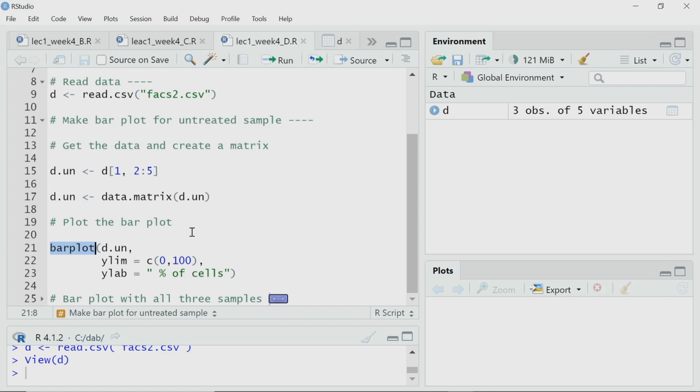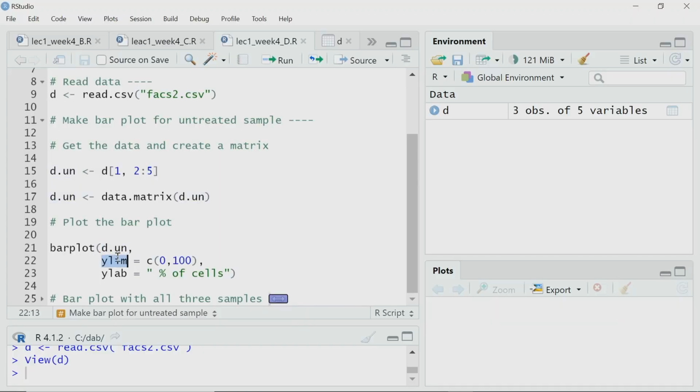To do that, I am using the data.matrix function with d.un as an argument, and I am saving that matrix again in d.un. Now I will use d.un as an argument for the barplot function to create a bar plot. In the barplot function, the first argument is now d.un.